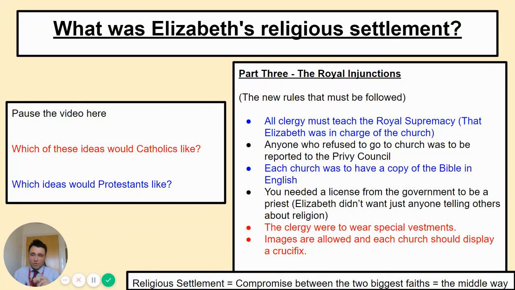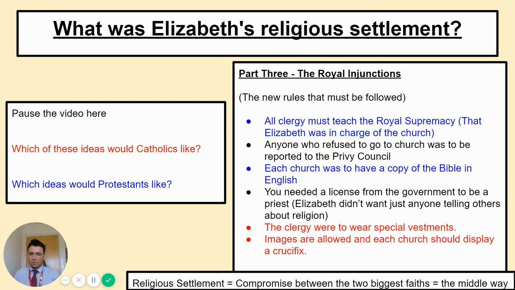So, which of the ideas would Catholics have liked? Well, they're in red. They're at the bottom there. That the clergy were to wear special vestments, just like in the Catholic Church, colourful robes. That images were allowed, and each church should display a crucifix. That you had decoration in the church. And that meant when Catholics turned up to this new church, they would be able to see, actually, it's not so bad. There's a crucifix like we had in our church. The priests are in robes. There's some things here that I can get on board with.